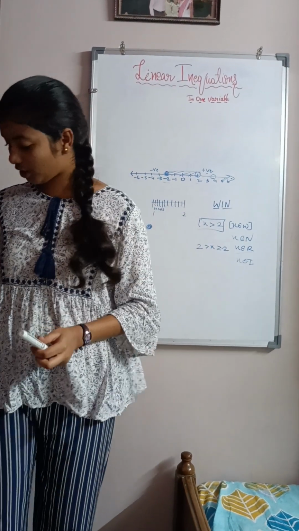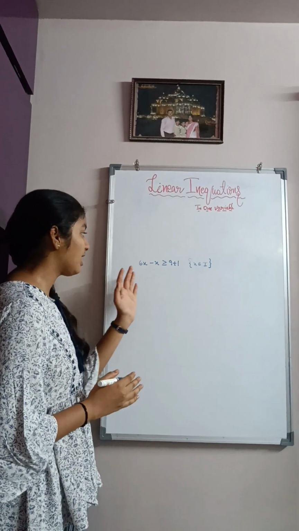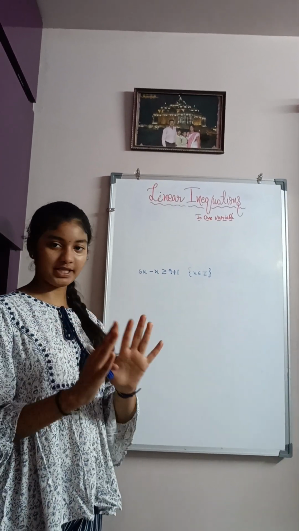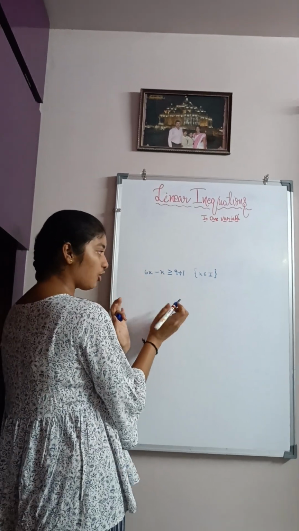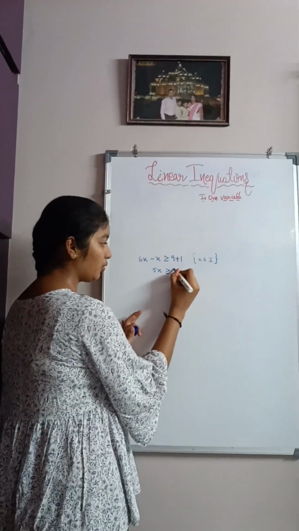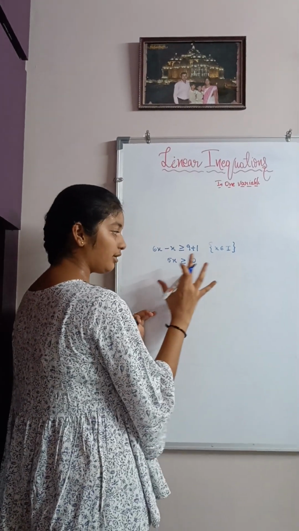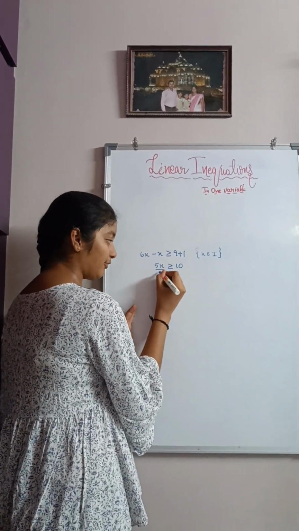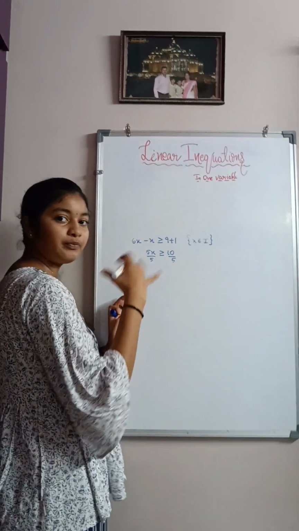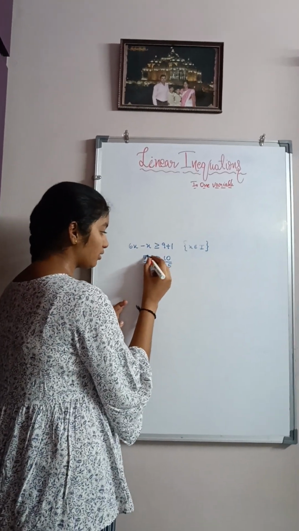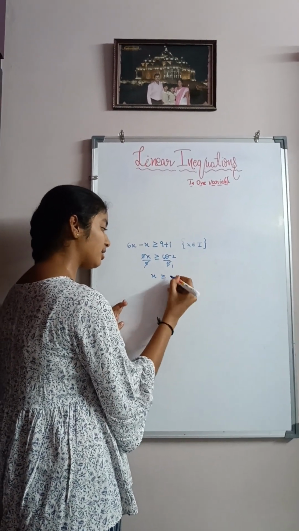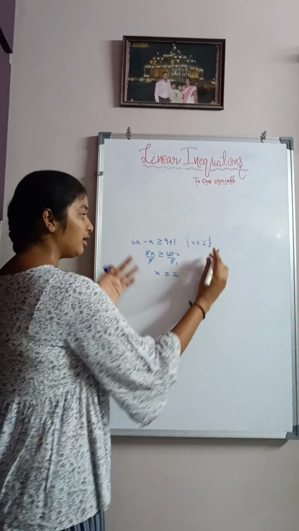And coming on to the next topic, second example, that is 6x minus x is greater than or equal to 9 plus 1. So when we solve this, we will get 5x is greater than or equal to 10. Then we need to divide it by 5 and the other side also by 5, so that 5 will be eliminated. So x is greater than or equal to 2.